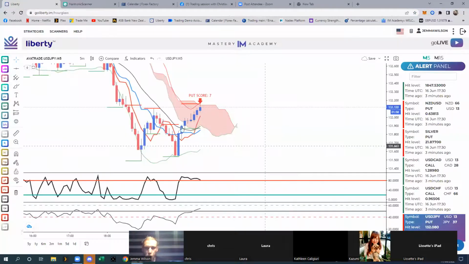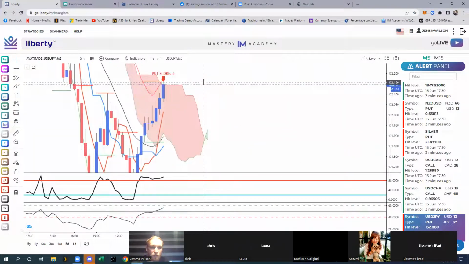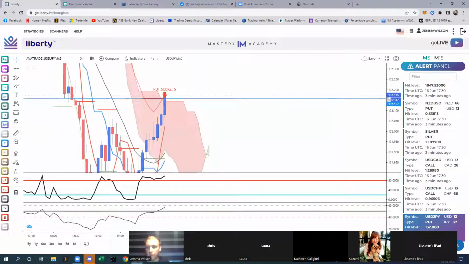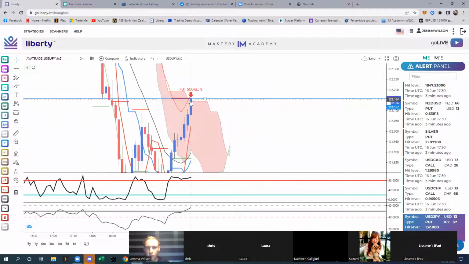USD JPY. What I'm pointing out, I'd definitely take this for a sell, and you just want to tap it. I think we may have already missed it. We're going to wait for this candle now, because of this support or resistance that's come through from this wick all the way across here. You probably could have won a trade on that.